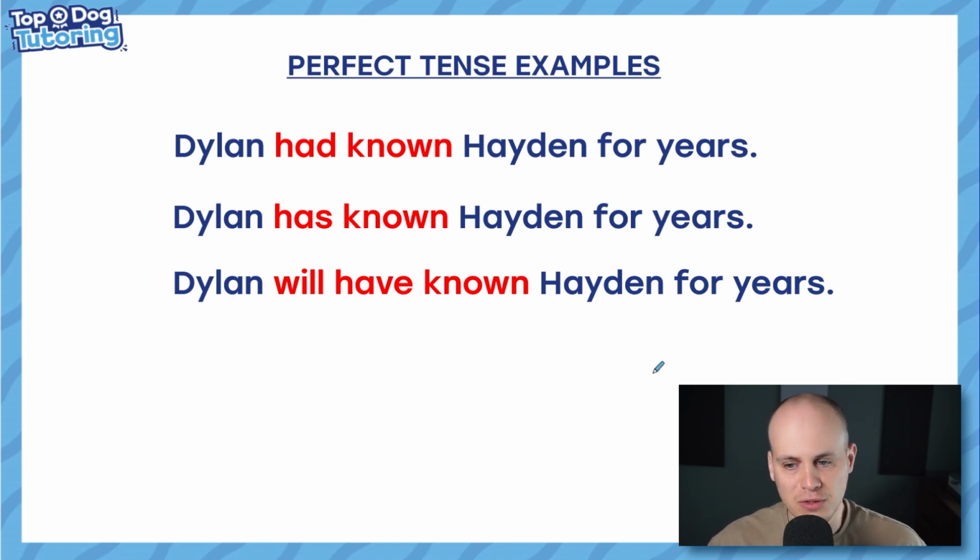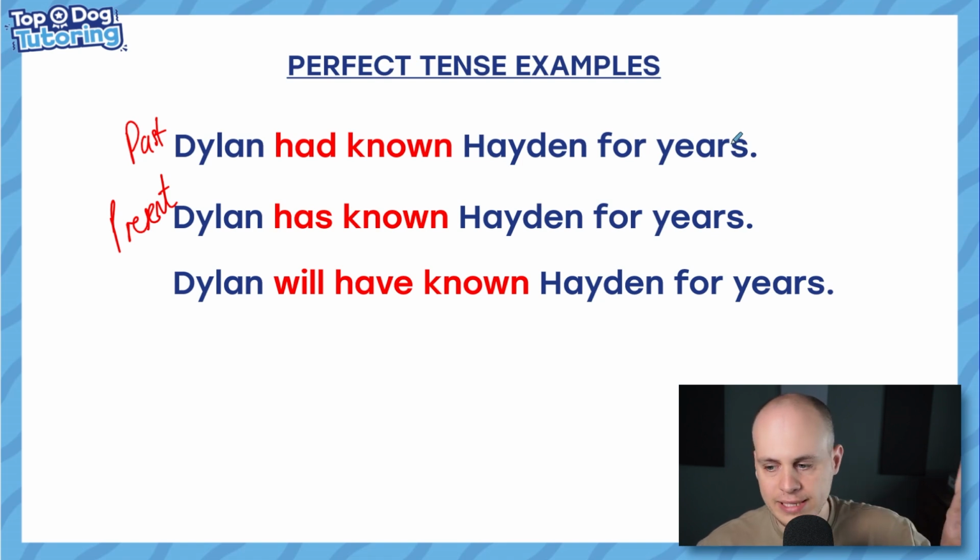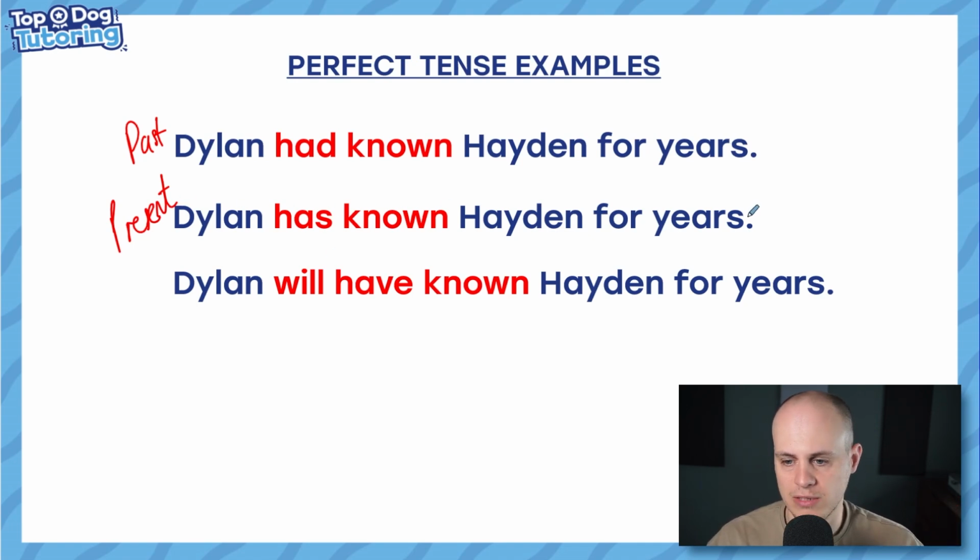I think this time you can hear, you can feel maybe the difference, right, in this past tense and present tense version of the perfect verb form, the perfect tense. Dylan had known Hayden for years. It sounds like that's been completed and it was done in the past. He doesn't know him anymore. Dylan had known Hayden for years, but he doesn't anymore. Fair enough. Whereas this present perfect one, Dylan has known Hayden for years. It's still using that past tense version of the verb, known, like we had in the last one, eaten.